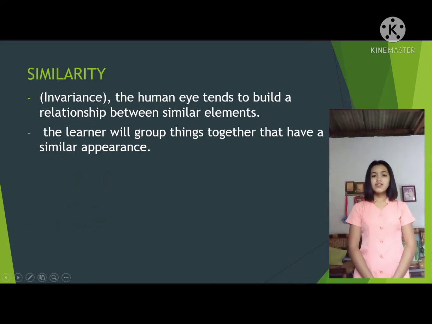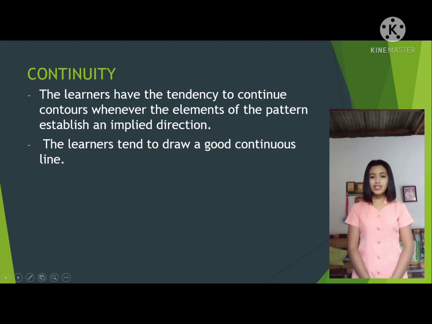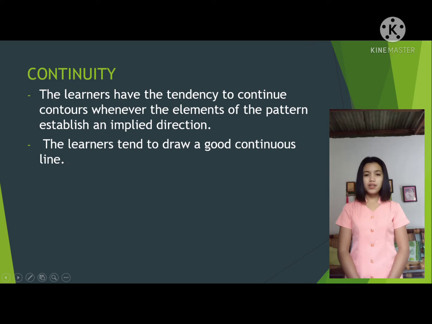First law of perception of Gestalt learning theory is similarity. Similarity is called invariance. The human eye tends to build a relationship between similar elements. The learner will group things together that have a similar appearance. Example, the learners will have the tendency to group similar objects like dog and dog, cat and cat, circle and circle, square and square.